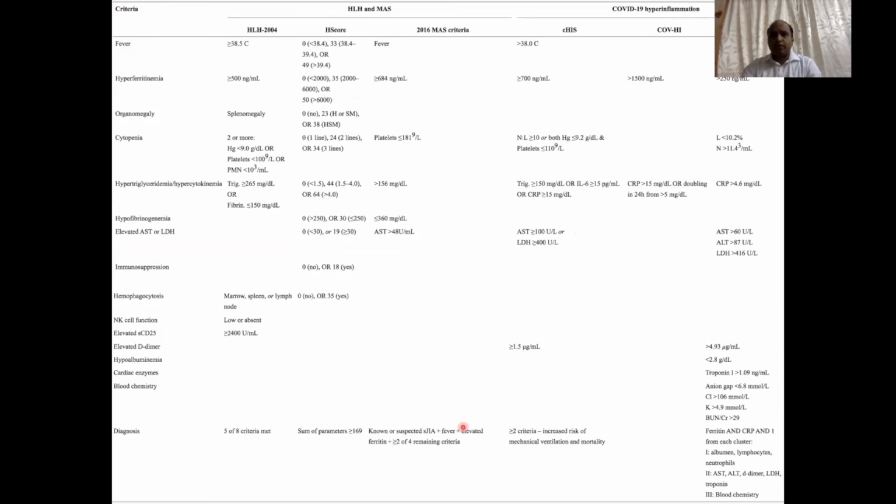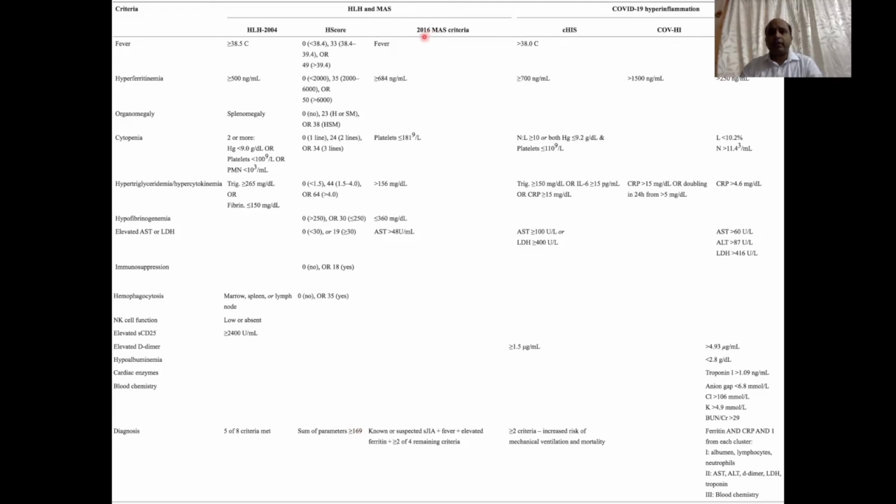And this slide shows COVID-induced hyperinflammation and the Temple criteria. They propose a criteria for COVID-induced hyperinflammation. And one important score I want to tell you is the H score. In the H score, they take several parameters like fever, hyperferritinemia, organomegaly, cytopenia, triglycerides, hypofibrinogenemia, elevated AST, LDH, immunosuppression, hemophagocytosis, and then the total score, if it is more than 169, then the patient is most likely going to develop macrophage activation syndrome.